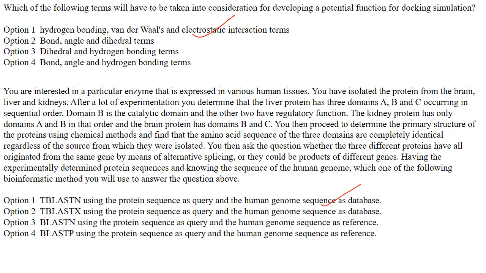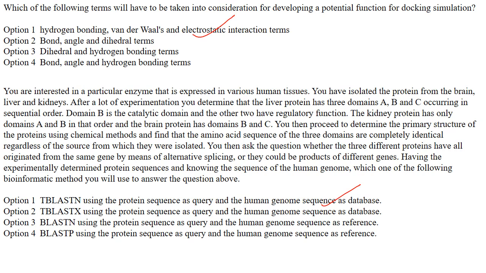You then ask the question whether the three different proteins have all originated from the same gene by means of alternative splicing or they could be products of different genes. Having experimentally determined protein sequences and knowing the sequences of the human genome, which one of the following bioinformatic methods will you use to answer these questions above?